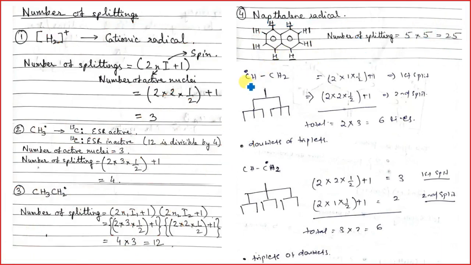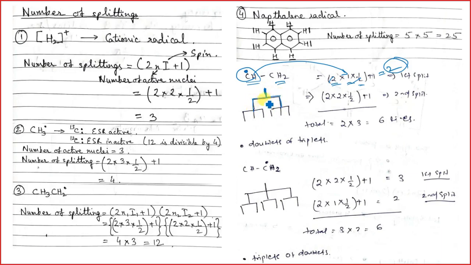Next, if we have the CH radical CH2, in the same way, what will you get? 2 into 1 into half, this one is from this. So 2 into 1 into half plus 1. How much do we get? We get 2. If you want to draw the splitting, wherever the radical is, that will be the first splitting. In this first splitting, we will have 2 splittings, so this is the first split and the second split. This is the barycenter electron.